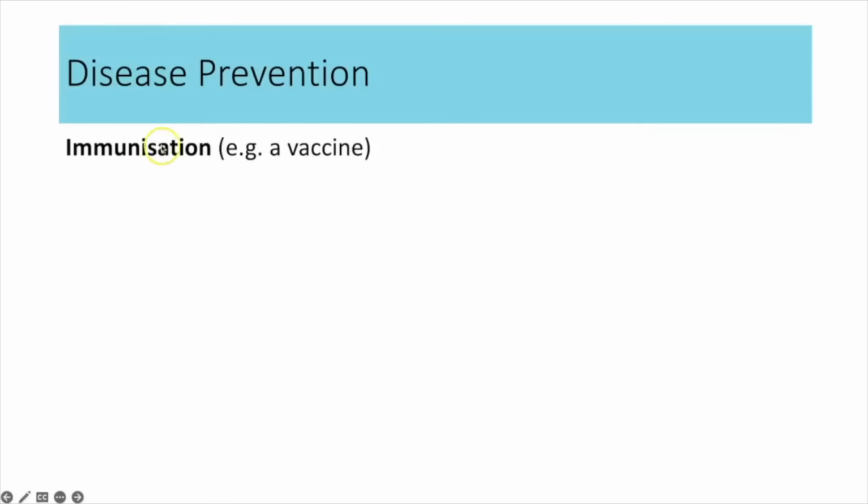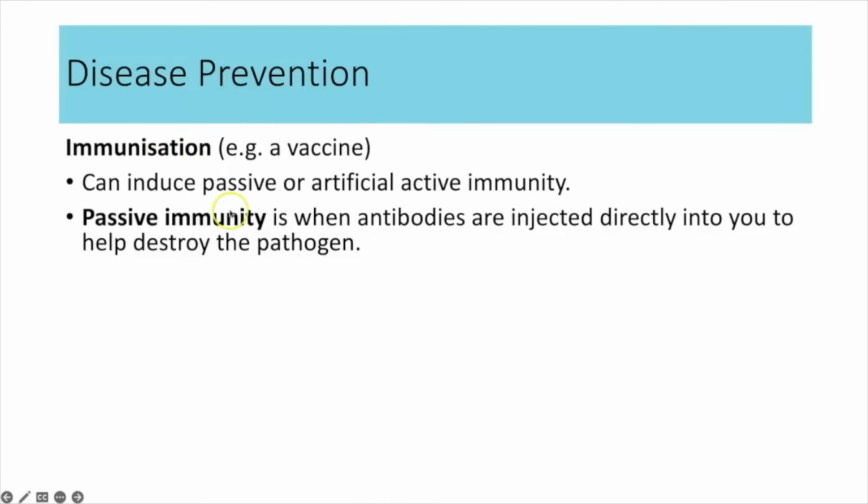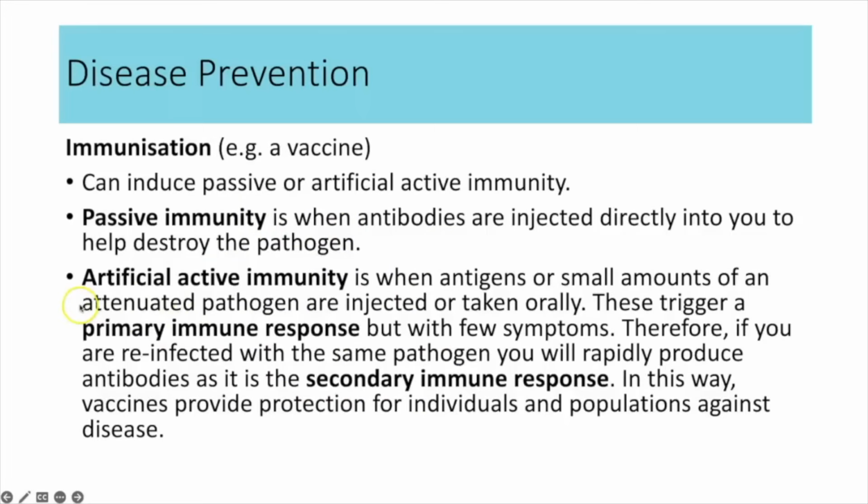And we briefly talked about immunization or vaccine when we talked about artificial active immunity. Immunization could also be passive immunity, because there are some vaccines when antibodies are directly injected into you to help destroy the pathogen. But the most common one that you'll be aware of is an artificial active immunity vaccine, when antigens or small amounts of attenuated pathogen are injected into you, or it can be taken orally as a liquid. These trigger a primary immune response, but with very few symptoms. So you shouldn't actually get ill from the vaccine itself.